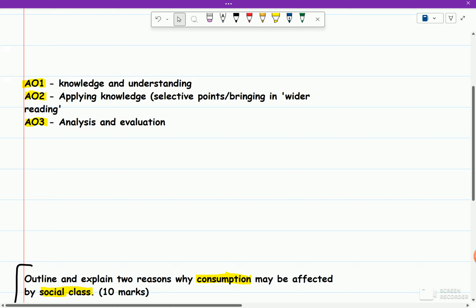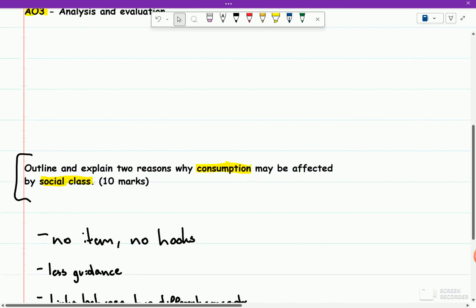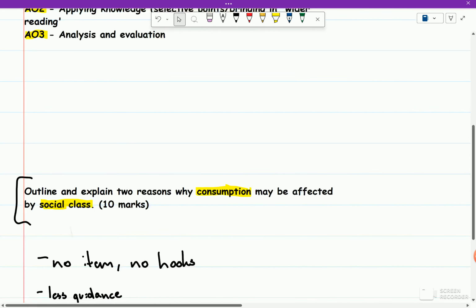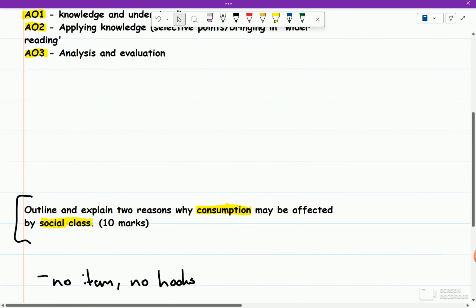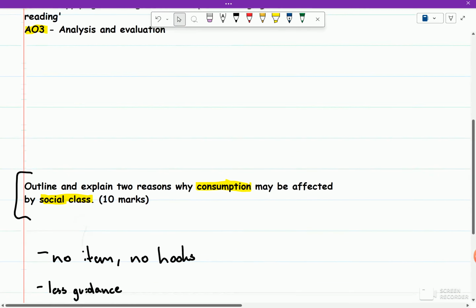AO2, applying knowledge. So how are you going to apply that knowledge to the question itself? Now there's 3 marks to gain, so obviously a little bit less, but interestingly, if you were to just demonstrate your knowledge, you would only get the half marks. So AO2 and AO3 are really critical in getting to that higher tier. And then AO3 is a bit of a tricky one. We've got analysis and evaluation here.